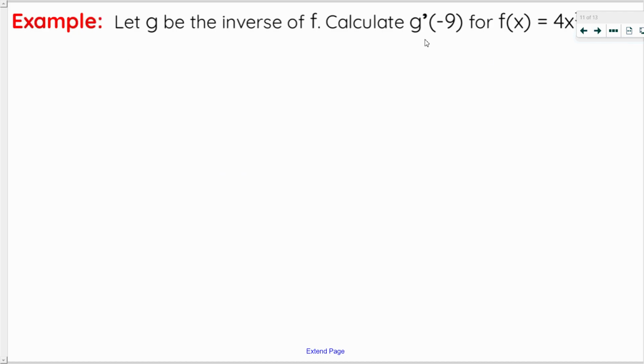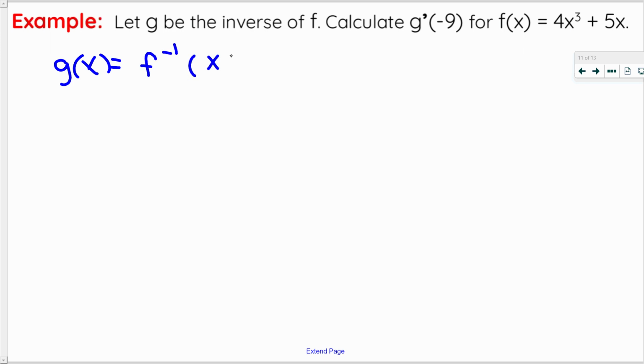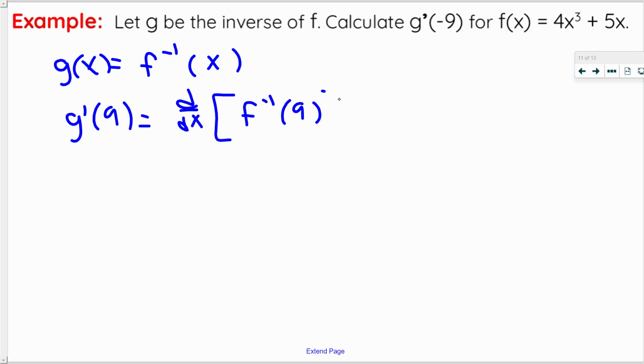Okay, let's try another one. For this one here, g is the inverse of f. I want to calculate g prime of -9 for this function here. Okay, so since g of x is the inverse, I know that g of x is the same as f inverse of x. So if I want to find g prime of 9, that's really asking me to find the derivative of f inverse at 9. Oh, it's -9. Whoops-a-daisy. Let's write that as a -9.